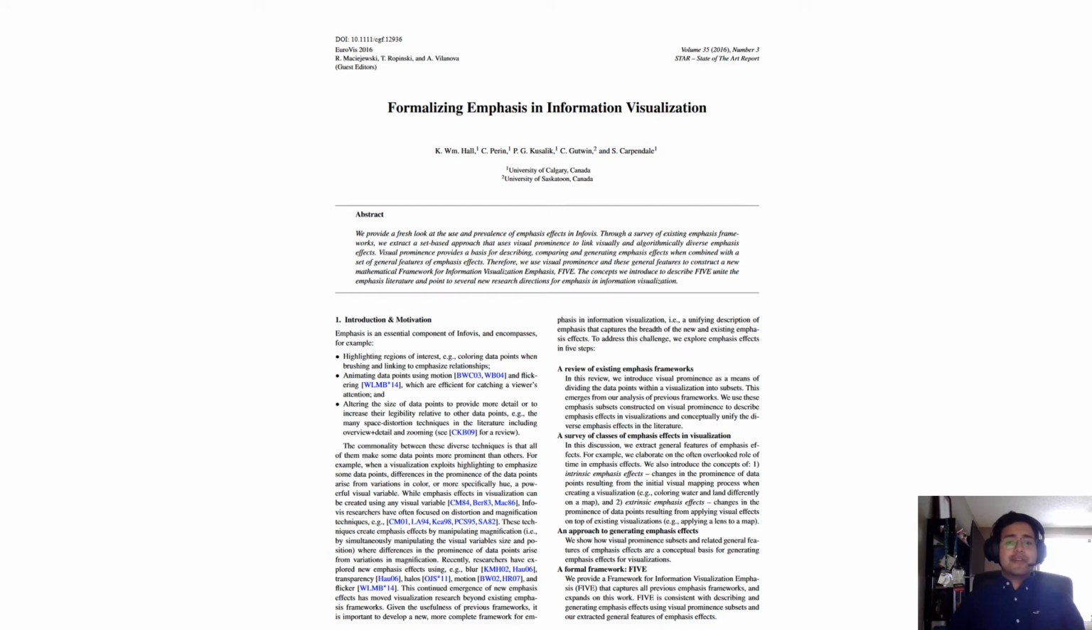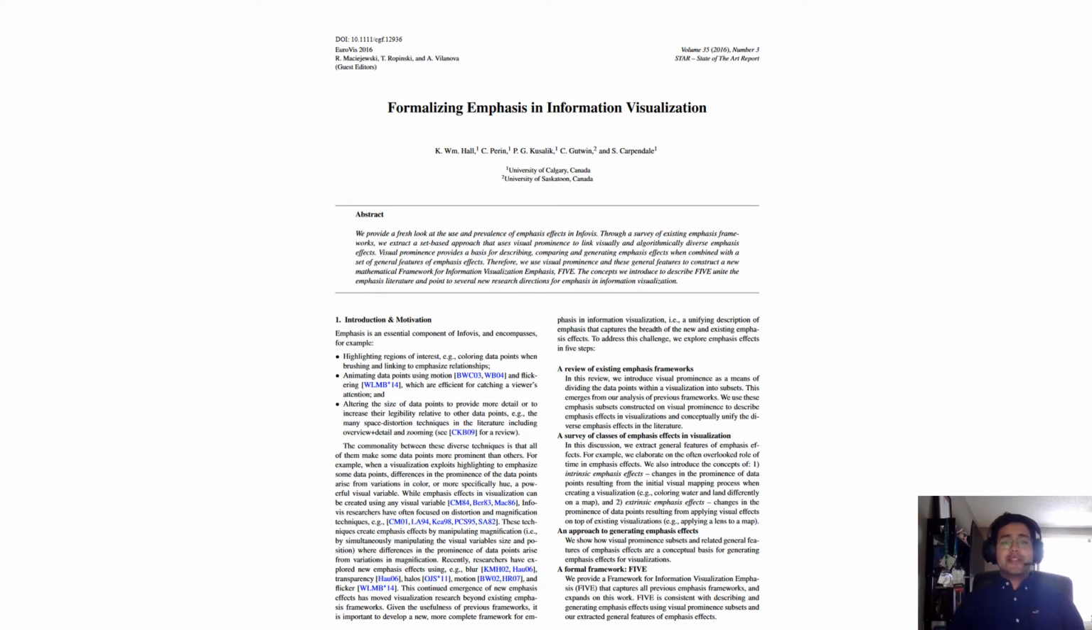Theoretical frameworks of emphasis effects already exist. For example, this previous work by Hall and colleagues links diverse emphasis effects to the idea of visual prominence. However, most metrics for predicting how emphasis effects will be perceived by users come from abstract models of human vision, which don't always apply to visualization design.